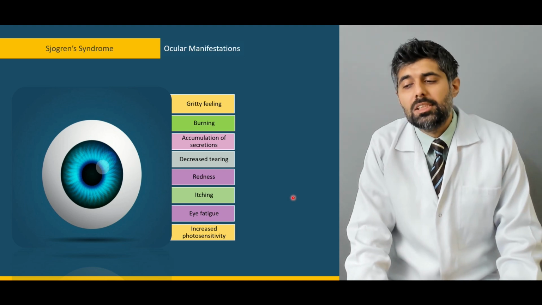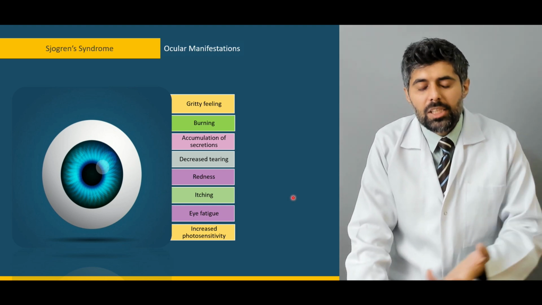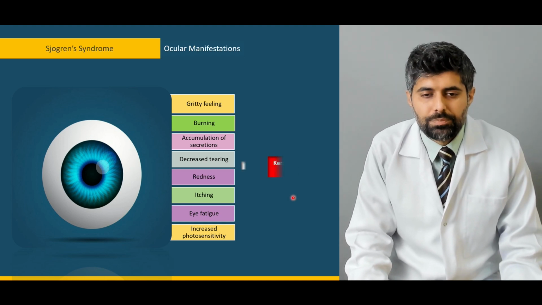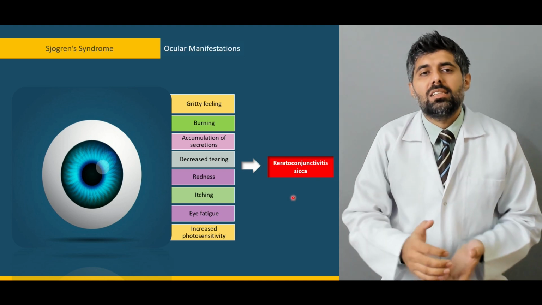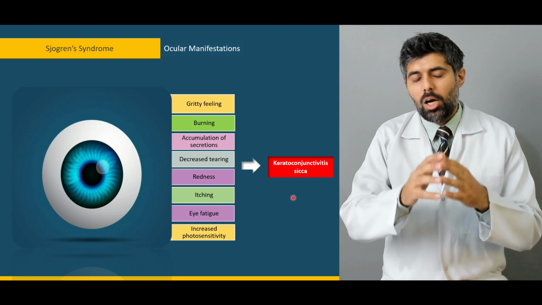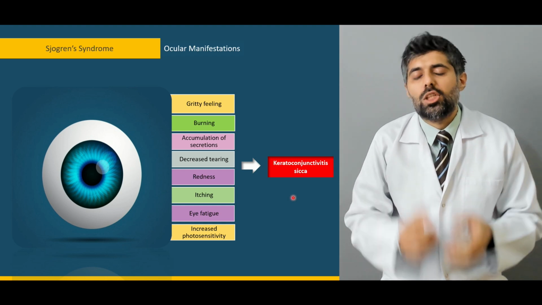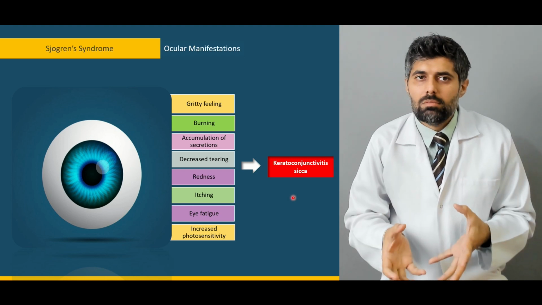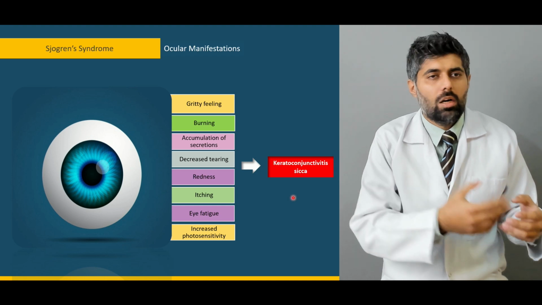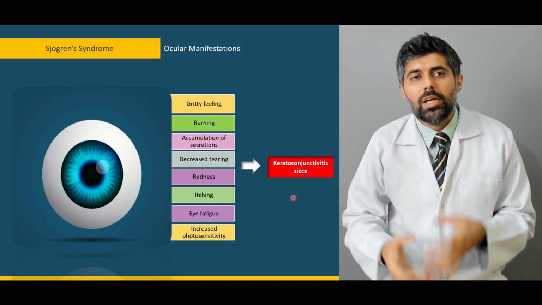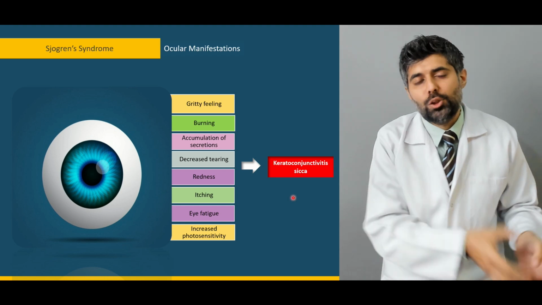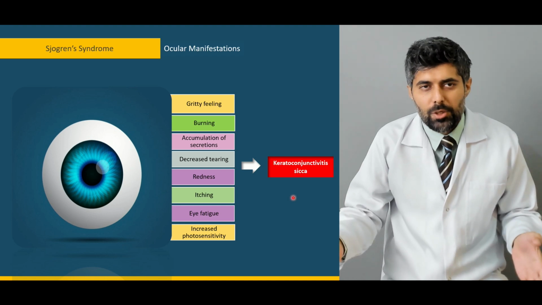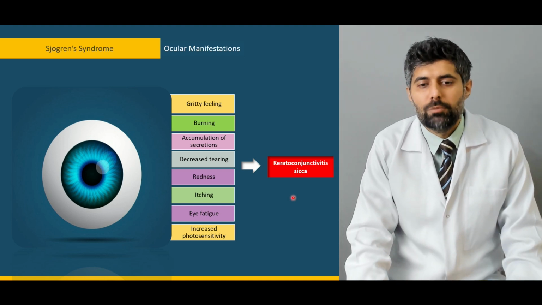There is also an increased photosensitivity. This increased photosensitivity is again due to the inflammation and redness of the sclera. And all of these signs and symptoms are collectively termed keratoconjunctivitis sicca. Now, keratoconjunctivitis sicca can occur in isolation without Sjogren syndrome, or it can occur as a component of Sjogren syndrome along with dry mouth and the infiltration and hyperreactivity of the lymphocytes.